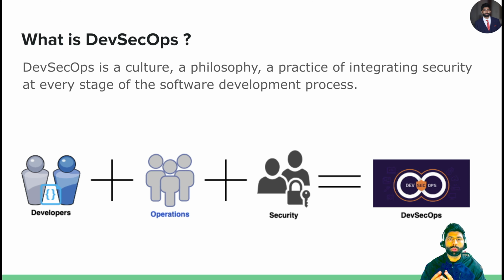So now let's talk about DevSecOps. What is DevSecOps? DevSecOps is a culture, a philosophy, a practice. It is the practice of integrating security at every stage of the software development process. DevSecOps includes tools and processes that encourage the collaboration among developers, security specialists, and operations teams to build software that is both efficient and also secure.